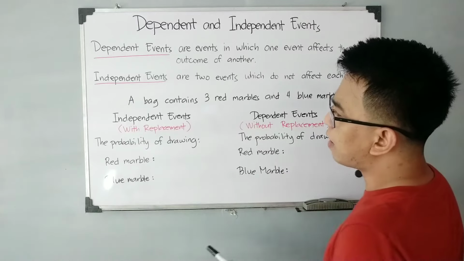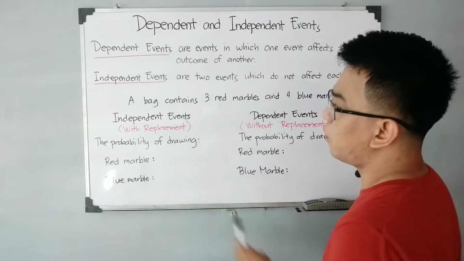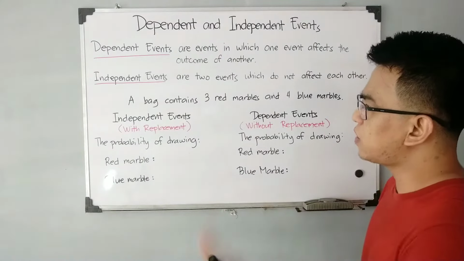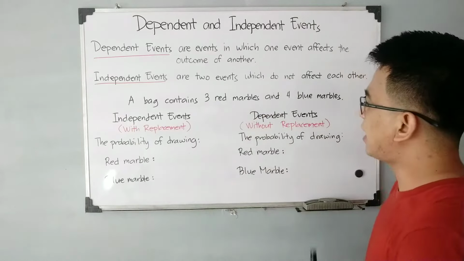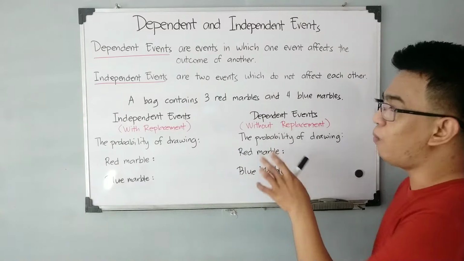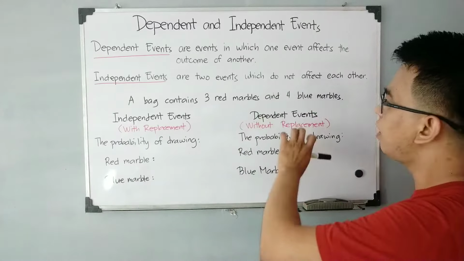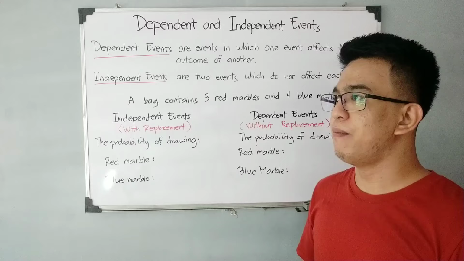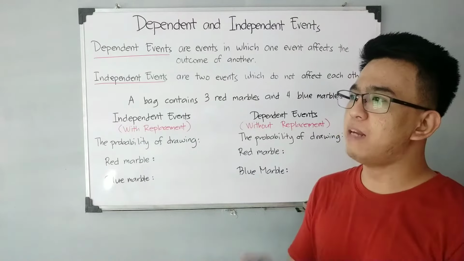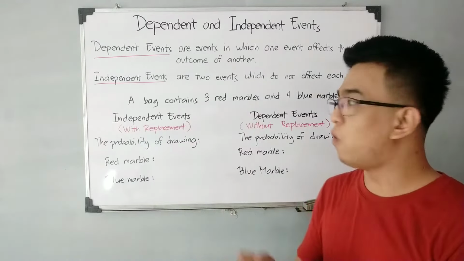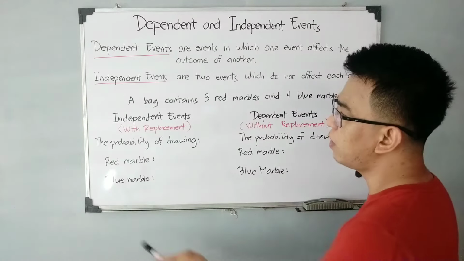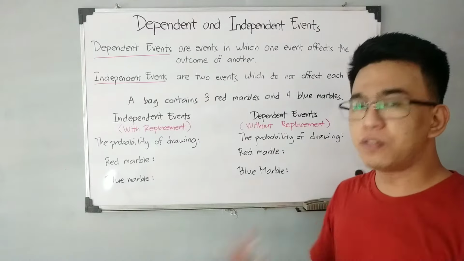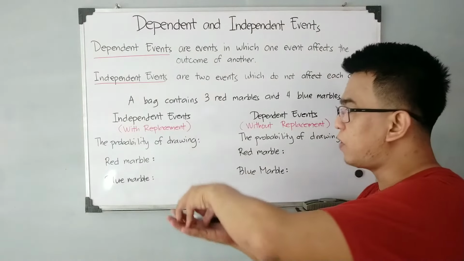It says here, for independent events with replacement, this is what you need to remember. Independent events are those events with replacement. And when it comes to dependent events, they are the ones without replacement. So let's continue our situation. You have a bag with 7 marbles all in all, and its contents are 3 red and 4 blue marbles. The question here: what is the probability of drawing a red marble? Again, drawing a red marble. So you have a bag, and you pick one marble.